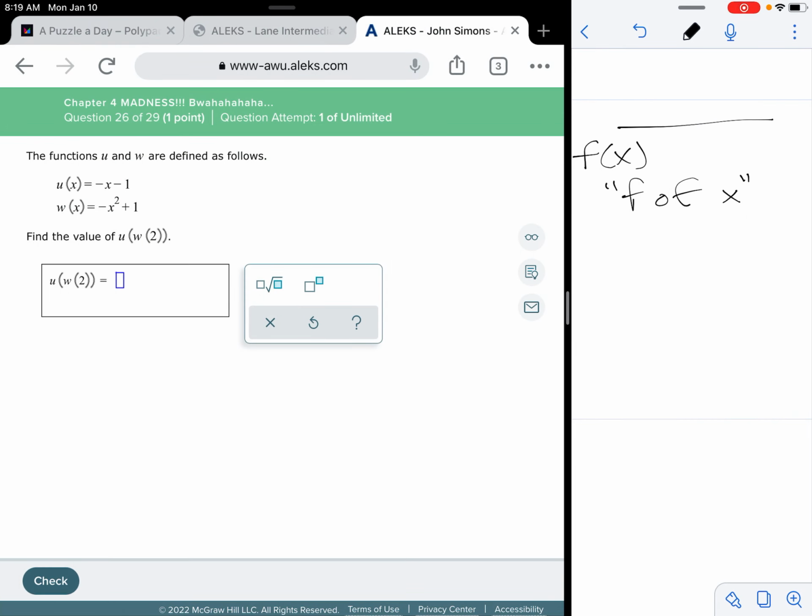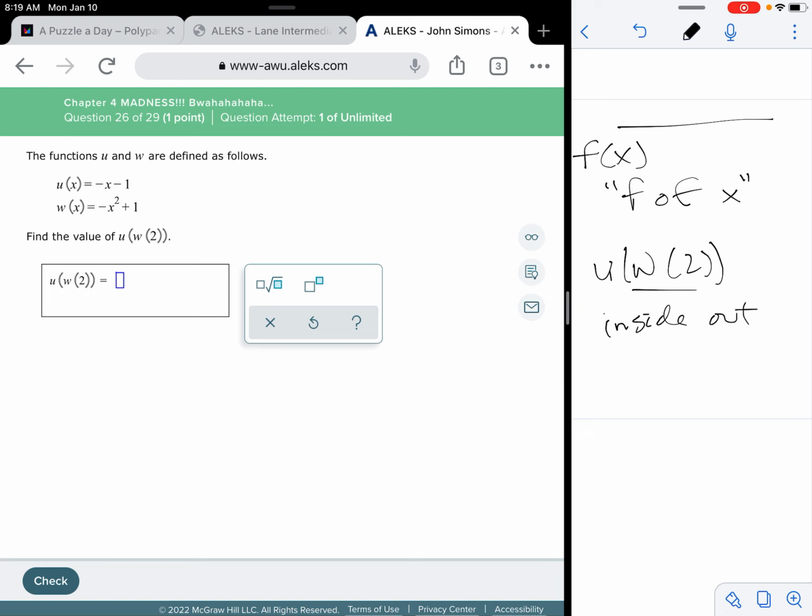So let's take a look at this problem. It says the functions u and w are defined as follows: u of x equals negative x minus 1, and w of x equals negative x squared plus 1. Find the value of u of w of 2. When you have something like that, let me write this: u of w of 2. It's kind of like PEMDAS and how you work with parentheses, where you work from the inside out.